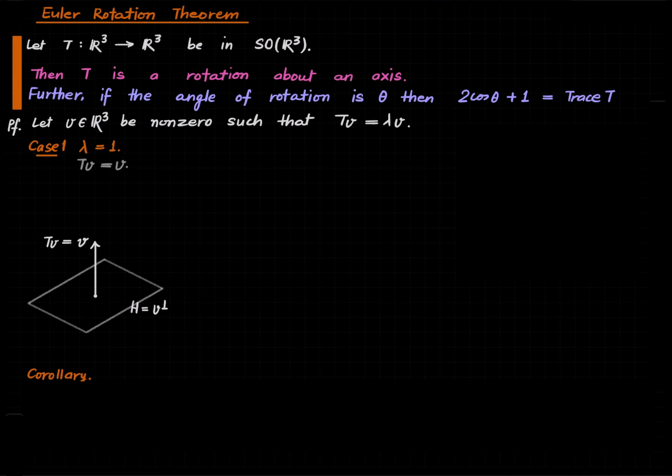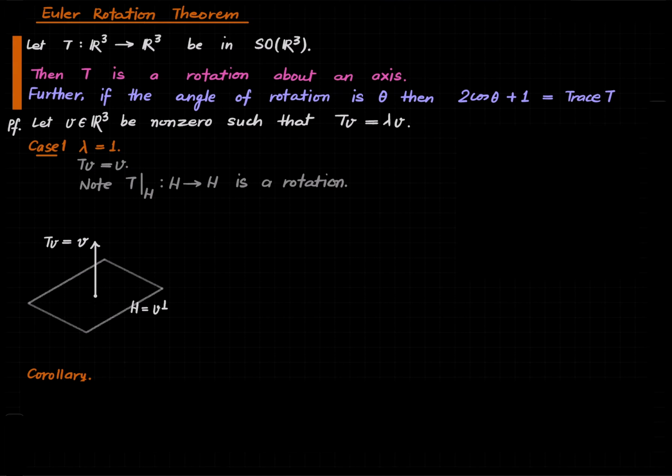Our claim is that T restricted to H has determinant 1, and is a rotation. So all of these standard things apply. You have an orientation on R3, and the orientation on H is the induced one. So now we can talk about rotations on H, and the claim is that this is a rotation. To prove this claim, all we need to show is that the determinant of this map is positive, or rather, in fact, 1.